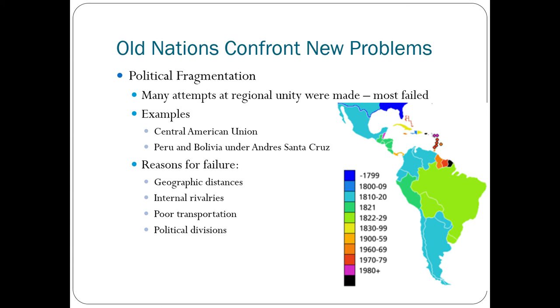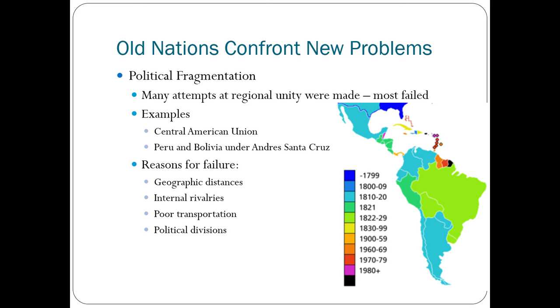One of the main problems to really confront Latin America will be political fragmentation, meaning they have a very difficult time achieving unity. There are a couple of attempts, with the Central American Union and Santa Cruz's attempt to unify Peru and Bolivia, but all of those attempts are going to fail.